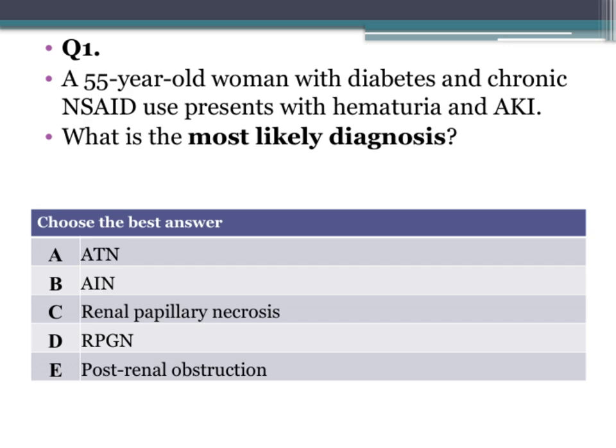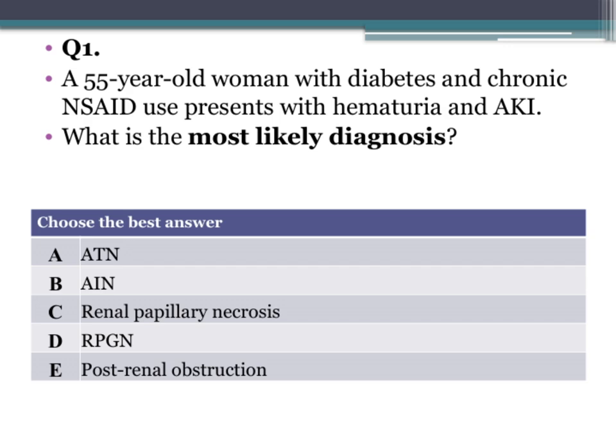Diabetes is a common risk factor for various kidney issues, especially diabetic nephropathy. But here, combined with her NSAID use, we need to think about other potential problems. Chronic NSAID use can lead to several kidney-related conditions, including decreased blood flow to the kidneys and specific forms of nephritis. The key question is, what is the most likely diagnosis in this scenario?